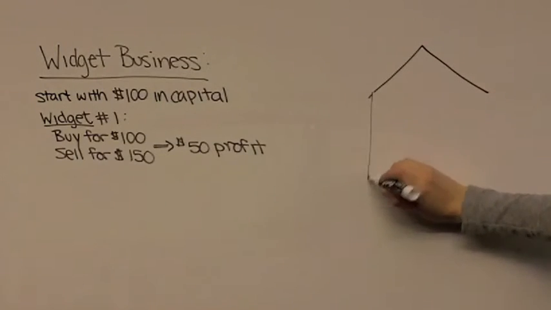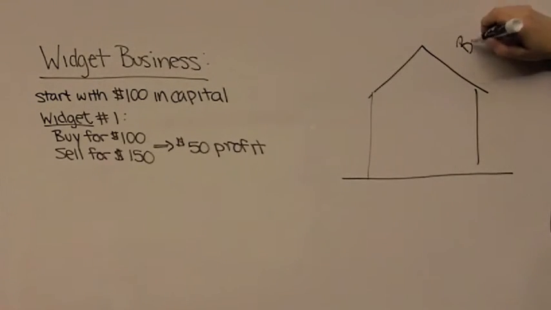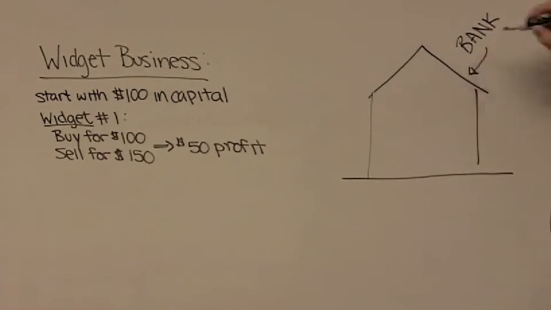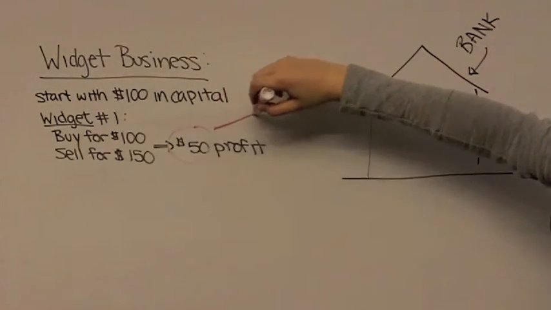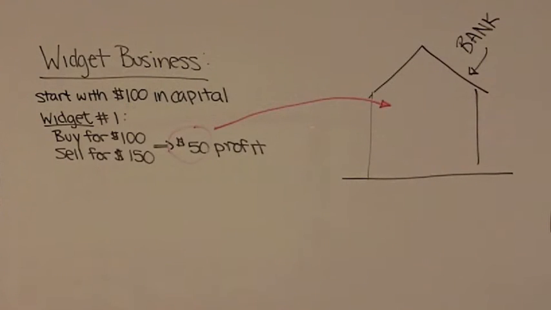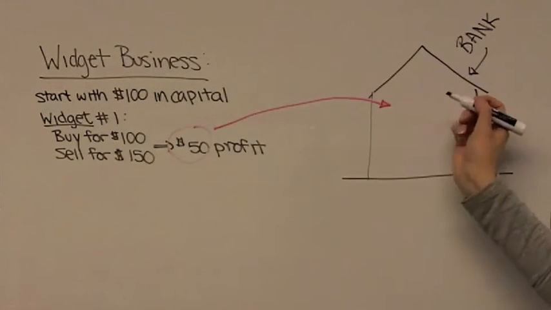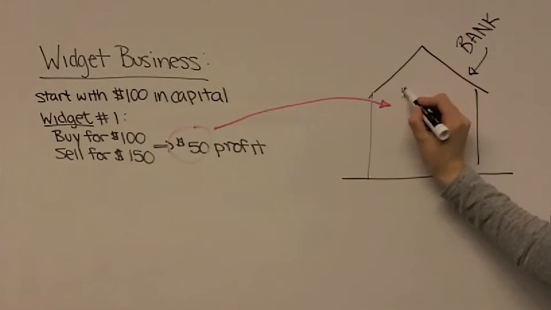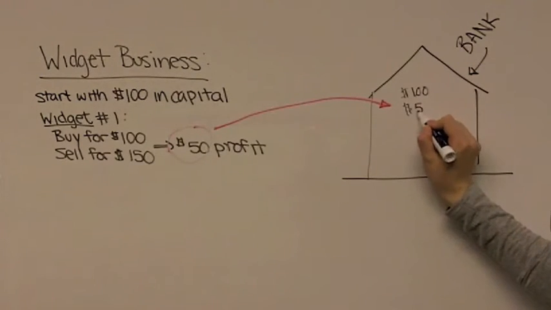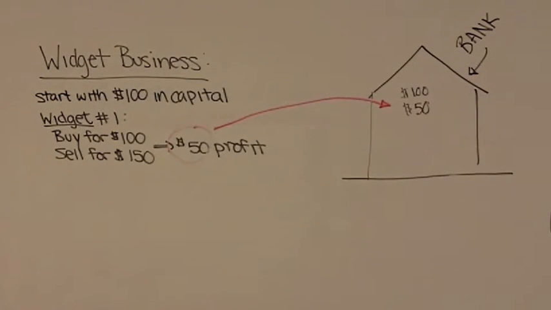Congratulations, you have just sold your first widget for $150, which you will now go put in the bank. After selling your first widget, you can see that you have a combined total of $150 in the bank. We used the initial $100 in capital to purchase our first widget, so we deposit the $150 we sold the widget for in the bank. It's the same thing as if we had kept the $100 in assets in the bank and deposited the $50 profit.